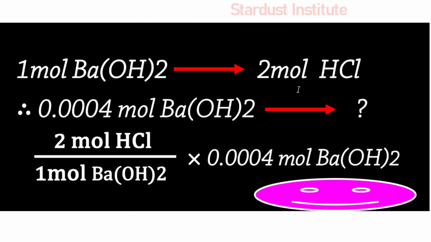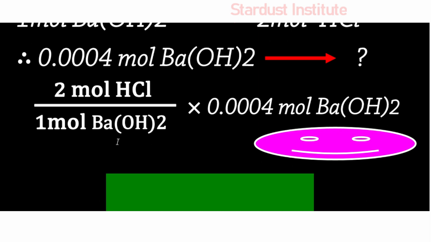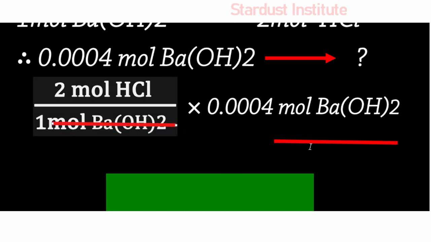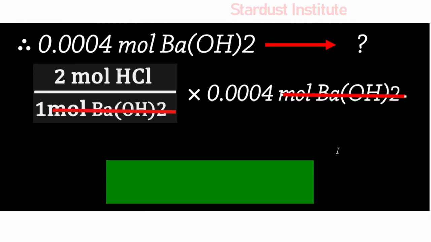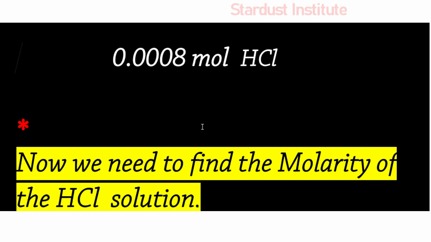We can find the answer in this way: 2 mole HCl divided by 1 mole barium hydroxide multiplied by 0.0004 moles of barium hydroxide. We should cancel out units. Mole barium hydroxide, mole barium hydroxide. Then we get 0.0008 moles of HCl.